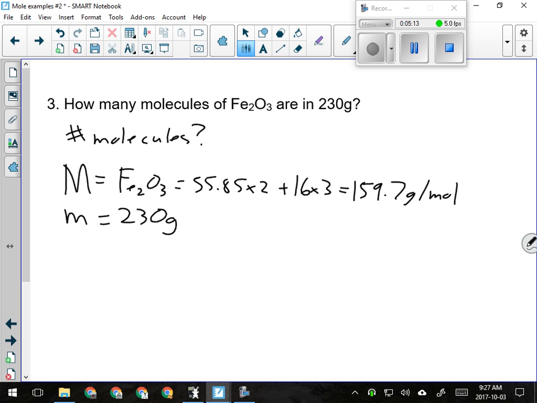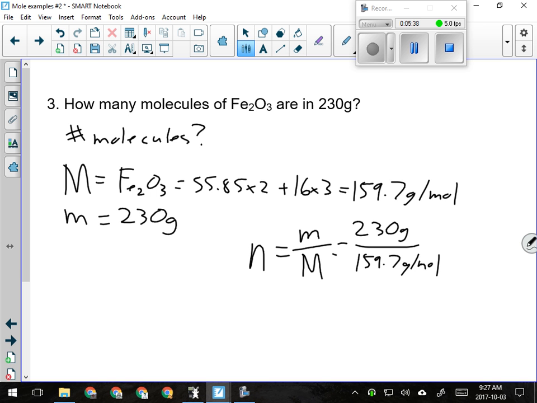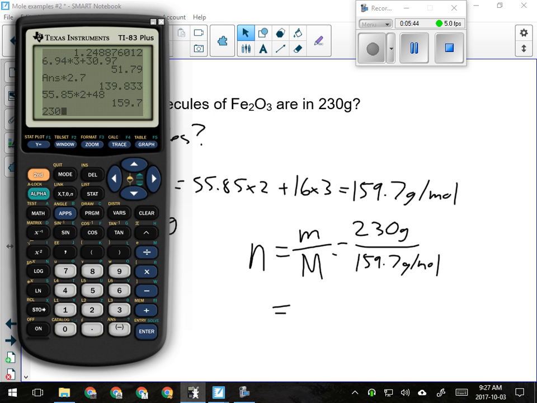So looking at this right now, I can calculate n. I can get the number of moles. Agreed? That's not the final thing I'm supposed to find, but it'll help me get there, because right now I have the other two parts of the mole equation. So n equals little m over big M. The mass, little m, was 230 grams, divided by the molar mass, which was 159.7 grams per mole. So 230 divided by 159.7. So I have 1.44 moles.